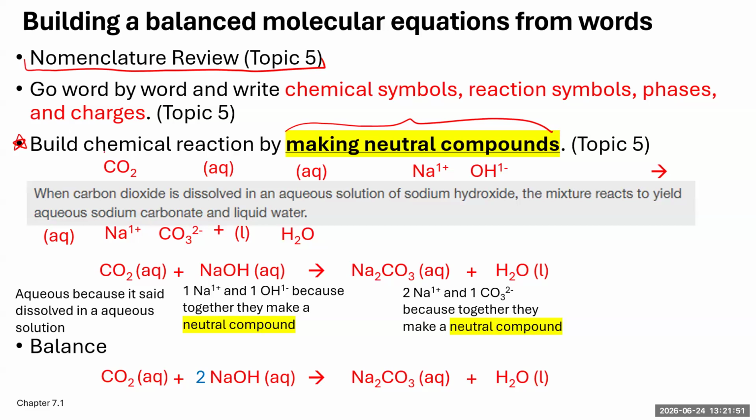Okay. This step here, we'll number them 1, 2, and 3. So step 2, go word by word and write chemical symbols, reaction symbols, phases, and charges. This is a question from the book.